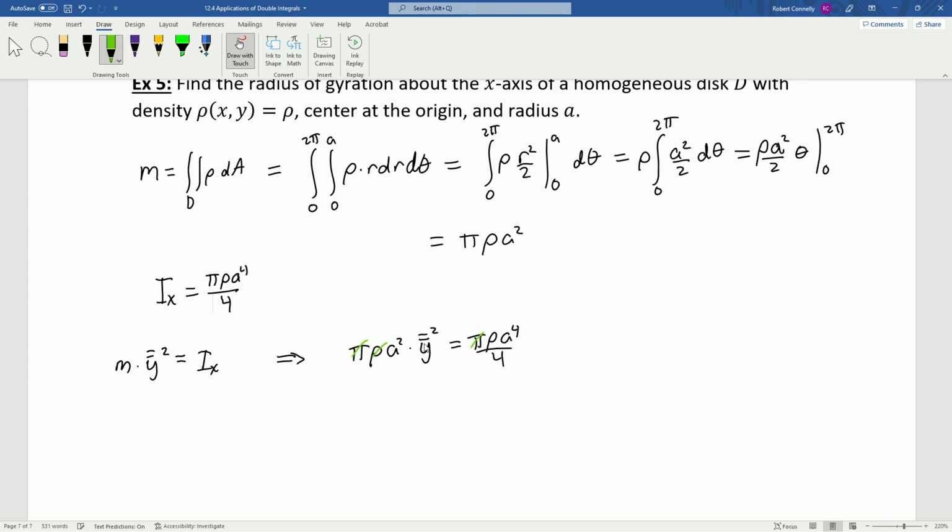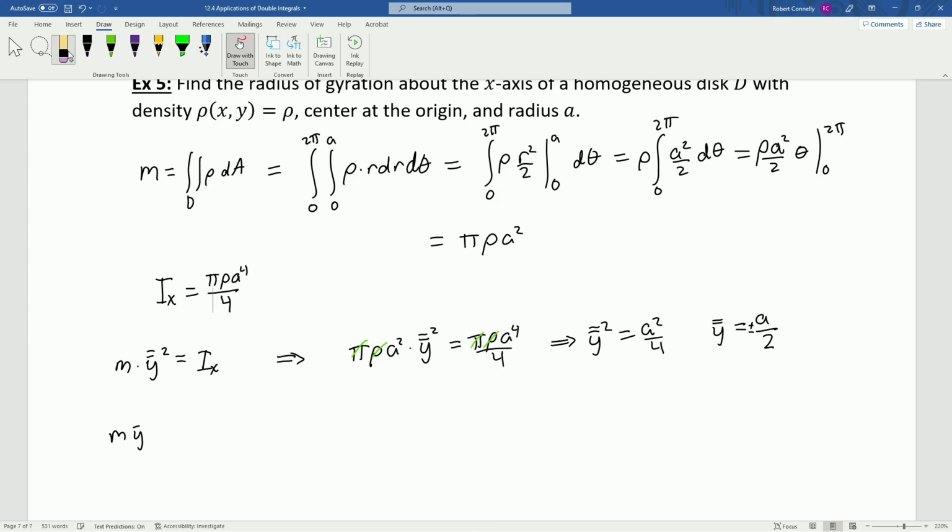So the pi's cancel, the rho's cancel, and then a to the 4th becomes a squared when I divide that out. And if I take the square root, I get y double bar equals a over 2. Now that we've got that, what else do we need? Well, we need x double bar. And technically, I should have plus or minus here. So for y double bar, that's the square root of a squared over 4, so plus or minus a over 2.